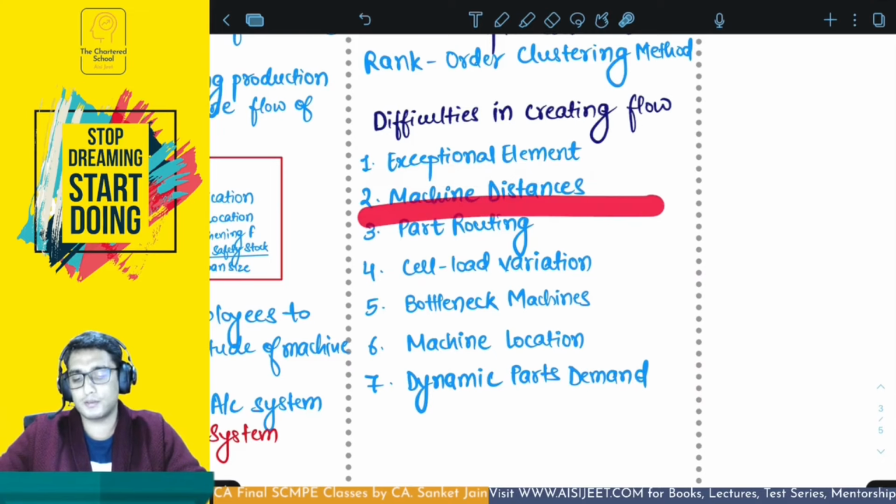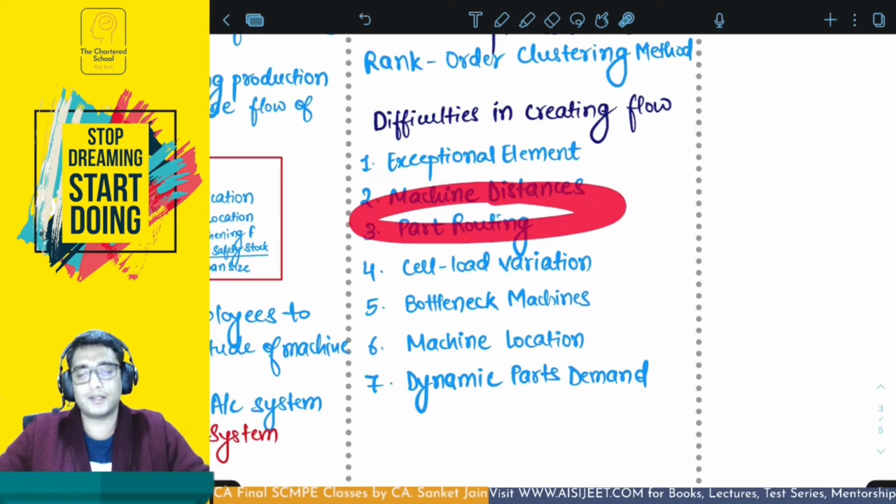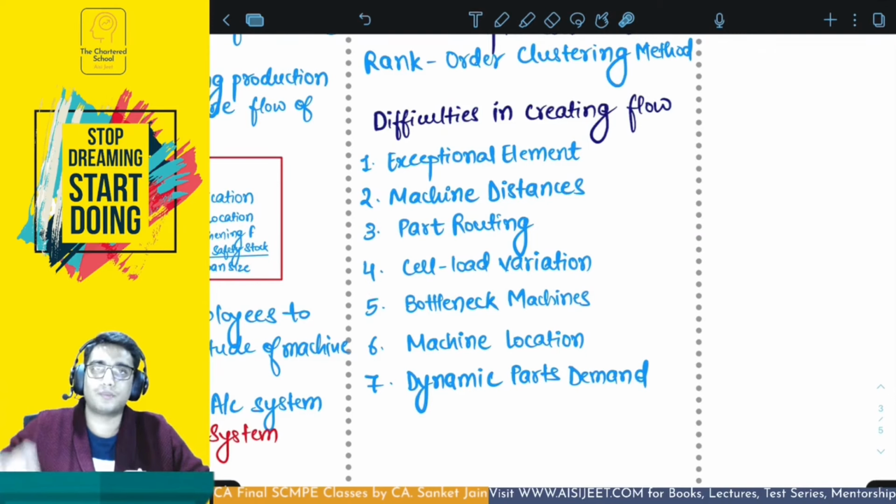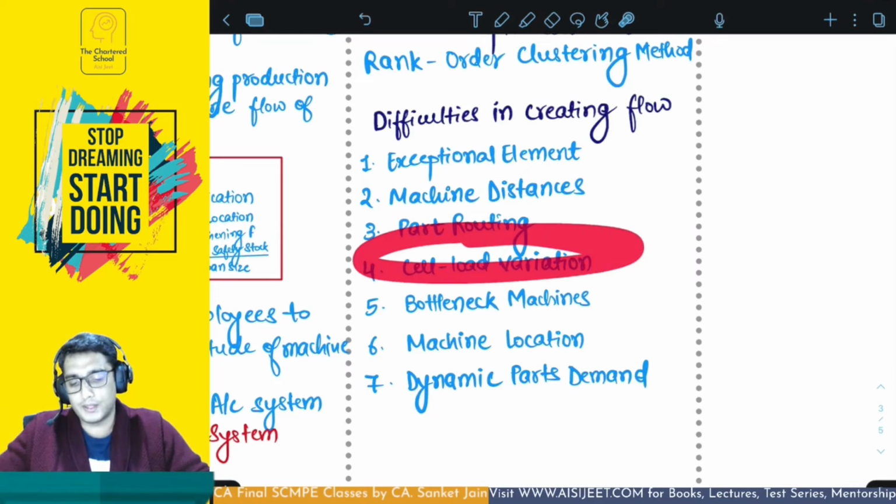Second is the distance between the machines. Third is the route that the parts are going to take. Fourth is the variation between the cell load, which means that one cell might have the capacity to produce more, faster than the other cell. And if the parts have to move from this particular cell to another particular cell, then there might be waiting time involved if their load variation is high. So cell load variation has to be taken care of.